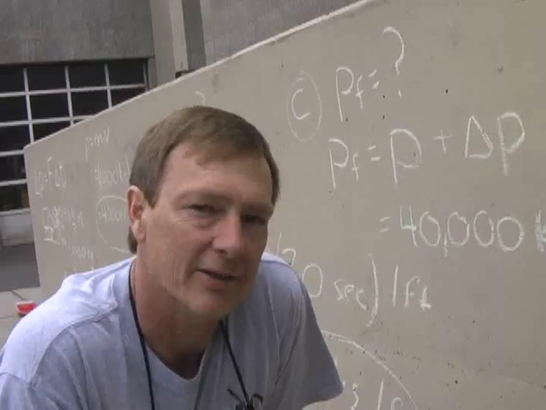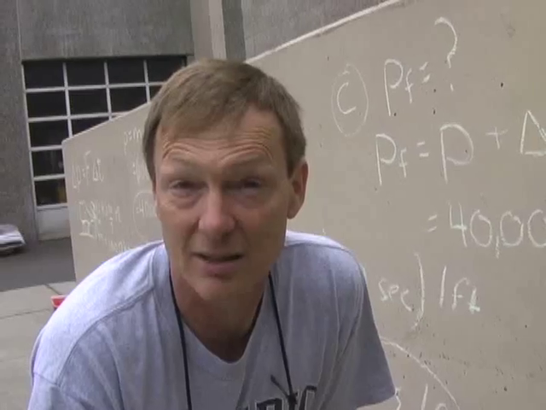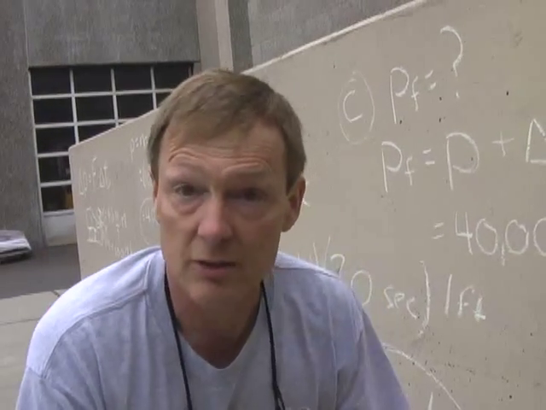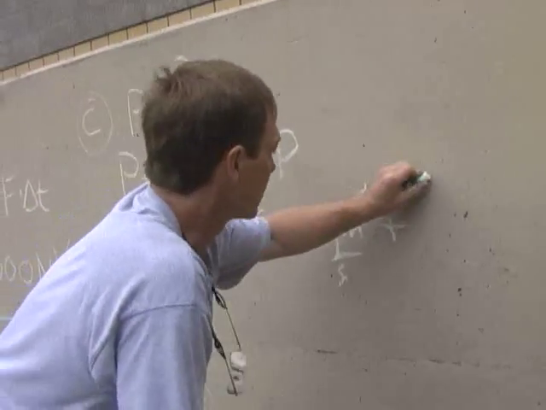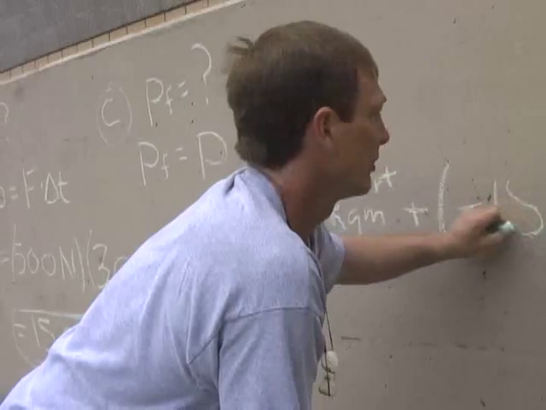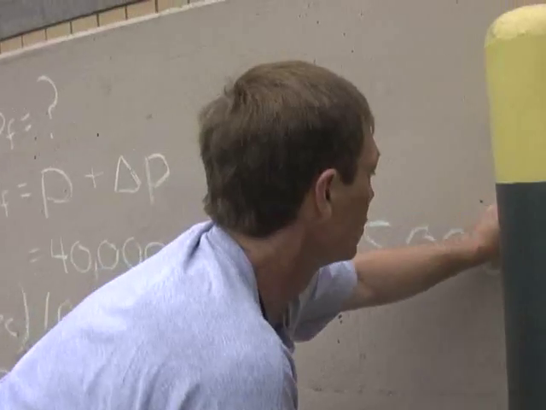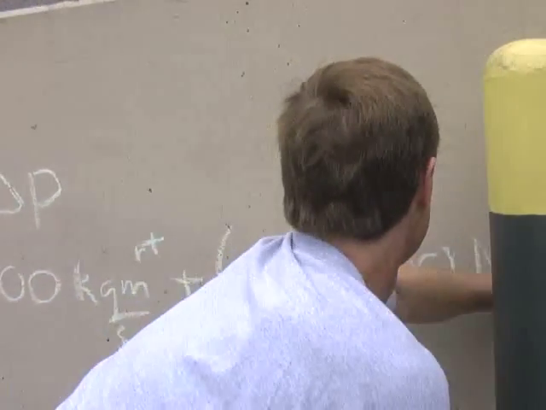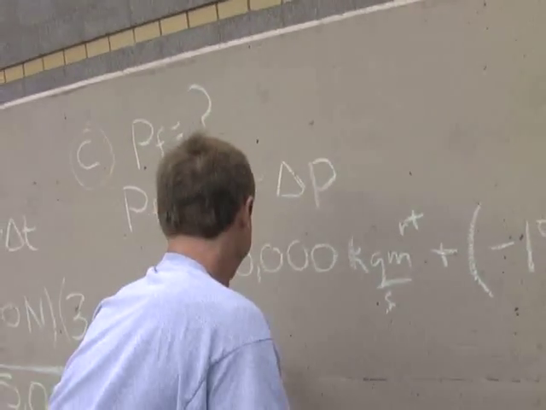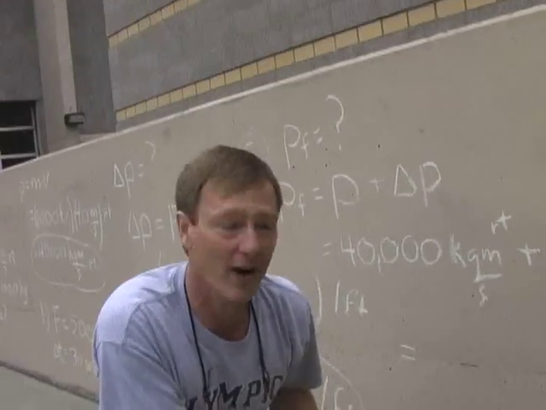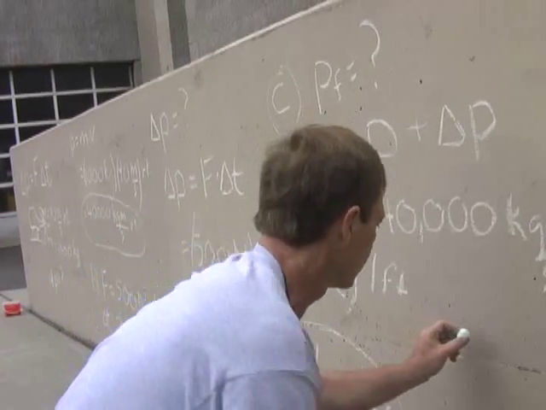Now plus 15,000 newton seconds to the left is the same as minus 15,000 newton seconds right. So I'm just going to switch the sign and switch the direction. So that'll be plus delta P, which is a negative 15,000 newton seconds. And that's going to be 25,000. 40,000 minus 15,000 is 25,000.